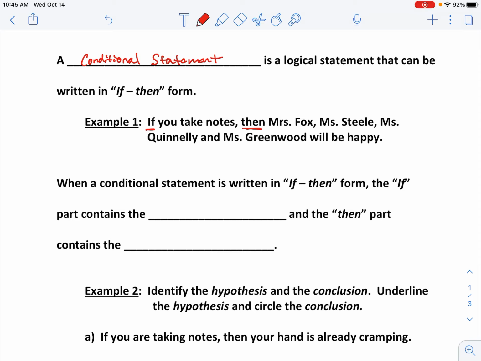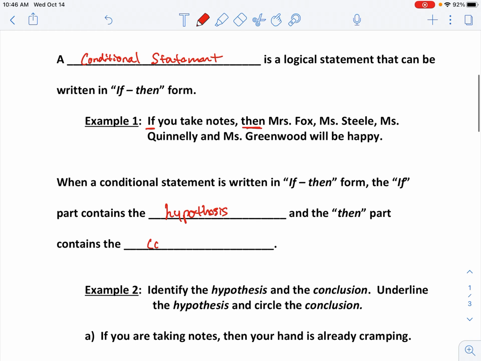When a conditional statement is written in if-then form, the if part contains the hypothesis, something that we learned maybe in science class when we were younger. And the then part contains the conclusion. The part after the if, so you take notes, that is the hypothesis, and the conclusion would be these teachers being happy. So the if and the then are not a part of the hypothesis and the conclusion. They're just there to structure everything.